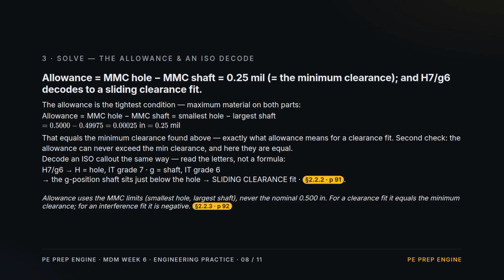Then decode a metric callout with the same reading skill. H7/G6 is a grade 7 hole over a grade 6 shaft. And the G position drops the shaft just below the hole, giving a sliding clearance fit. No formula. You read the symbol and look up the limits.